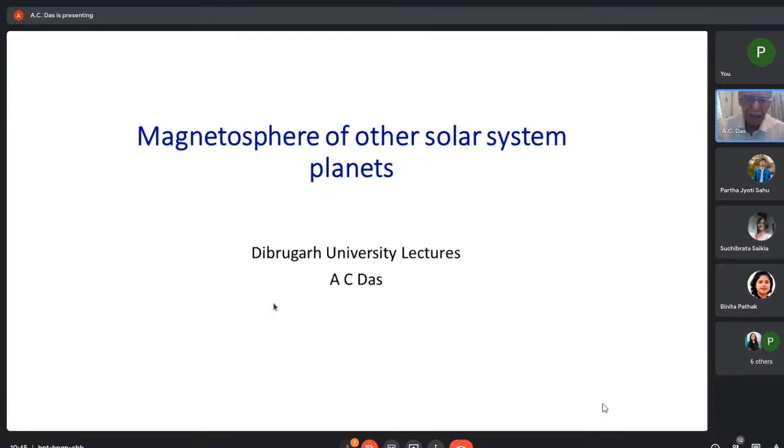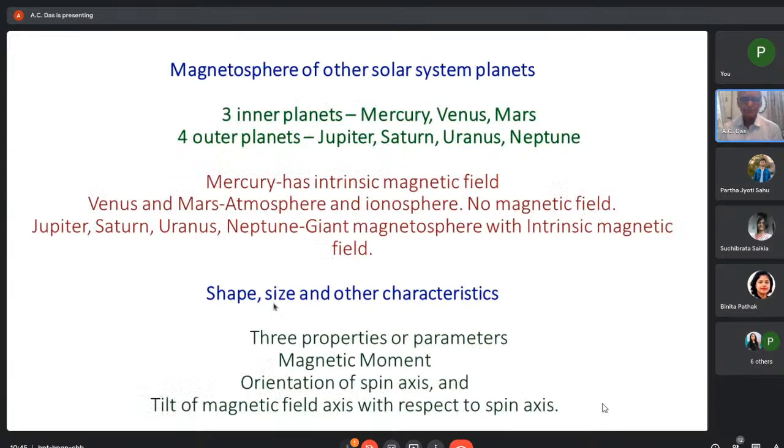Okay, so that's the end of my talk on the radiation belt particles. I go to the one where the magnetosphere of other solar systems. Now, the other solar system planets, as I have shown, there are three inner planets, Mercury, Venus, and Mars, and four outer planets, Jupiter, Saturn, Uranus, and Neptune.